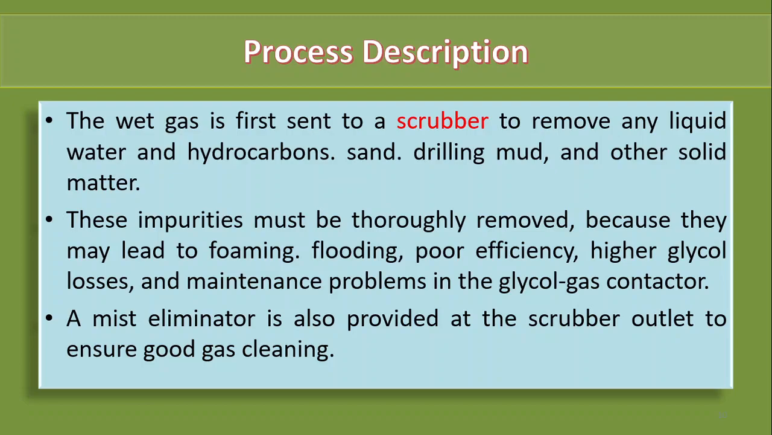So what is the use of a scrubber? Basically, the scrubber is used to remove any liquid, water or hydrocarbon, or sand, drilling mud or any solid material. So from natural gas we can remove any type of liquid and any type of solid material. After scrubbing we can assure that only the vapor phase, only the natural gas along with the water vapor, is present and nothing else. That is the purpose of the scrubber here.